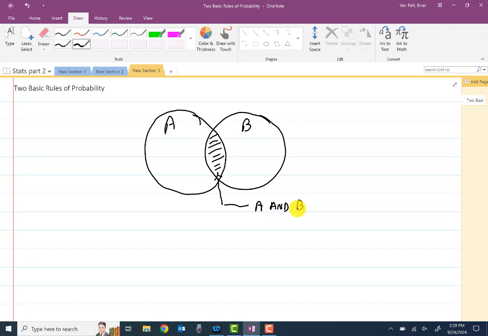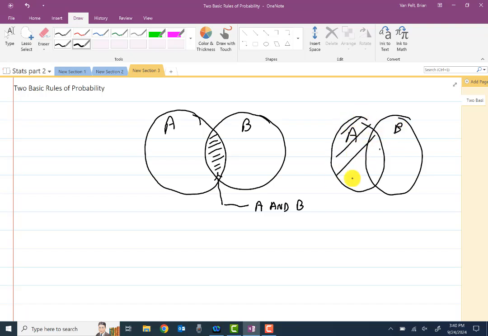Now, if I shade the entirety of both regions, so let me come back over here. I'm going to try to copy these two again. Well, not exactly, but now if I'm interested in all of this area, this here is known as A or B.